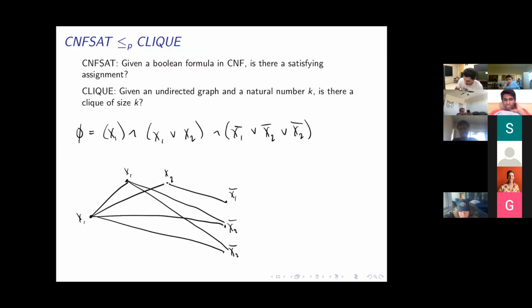And in this case, here's one example of the clique. And if I find a clique, I'm just going to set all of those things to be true. So I'm going to set x1 to be true, x1 to be true, and x2 bar to be true, and in particular x2 to be false.